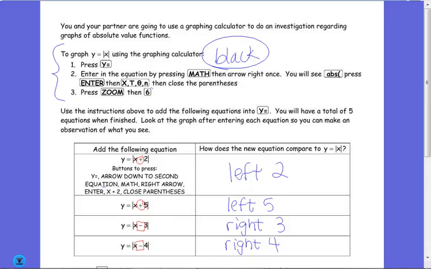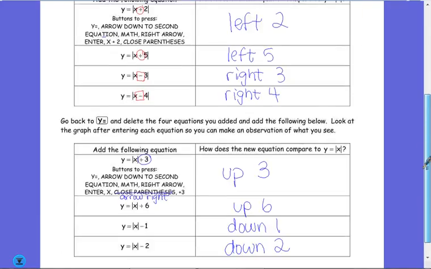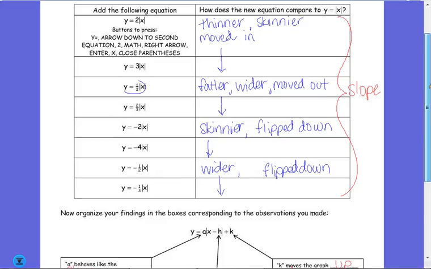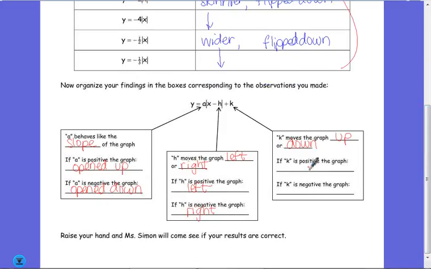So go back a page again. Here was a positive and here was a positive. And both times we wrote down up. Here was a negative, here was a negative. Both times we wrote down down. So when the graph is positive, or when K is positive, the graph went up. When K is negative, the graph went down.